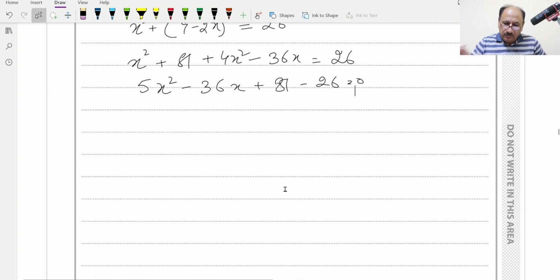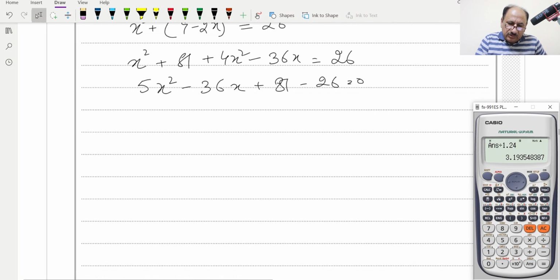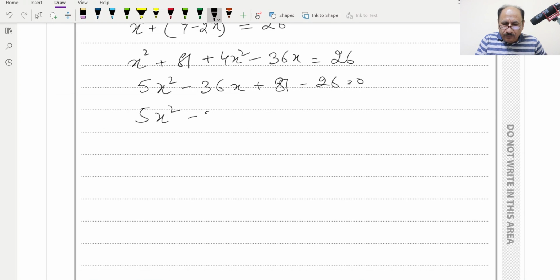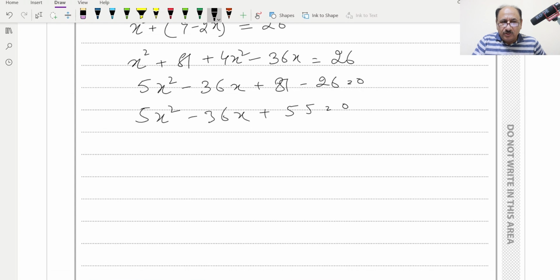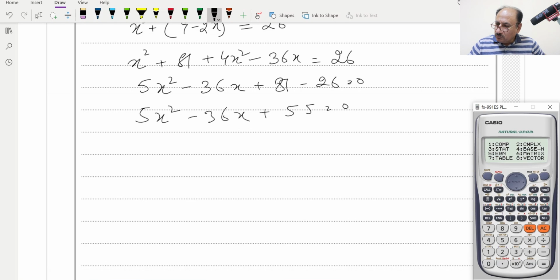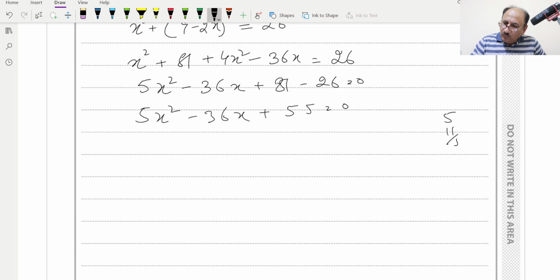Now we got the quadratic equation, but first we will be writing properly. So 81 minus 26 is equal to 55, so plus 55 is equal to 0. This will be our quadratic equation. Now we can solve this one. Coefficient of x squared is 5, coefficient of x is minus 36, and constant value is 55, and using the calculator we get 5 and 11 over 5, these are two values.